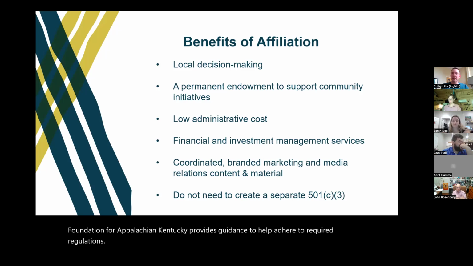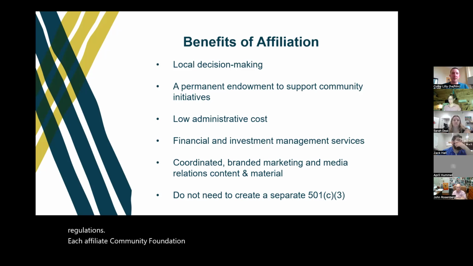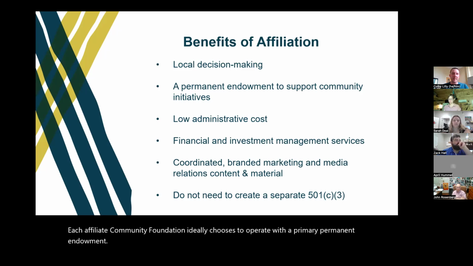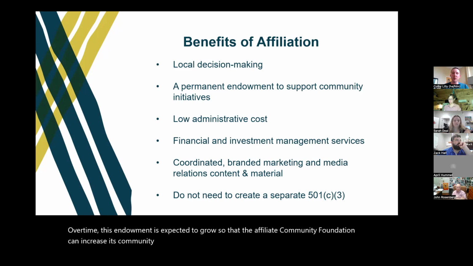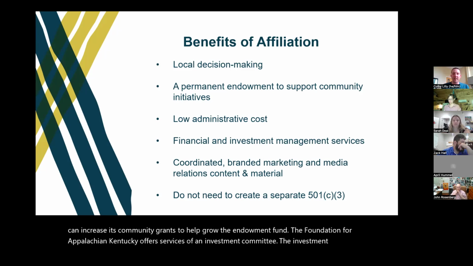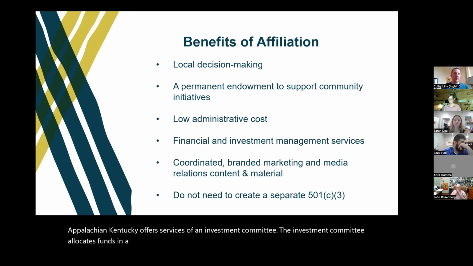Each affiliate community foundation ideally chooses to operate with a primary permanent endowment. Over time, this endowment is expected to grow so that the affiliate community foundation can increase its community grants. To help grow the endowment fund, the Foundation for Appalachian Kentucky offers services of an investment committee. The investment committee allocates funds in a portfolio according to an approved board investment policy. This is an efficient choice for financial management and growing the investment.